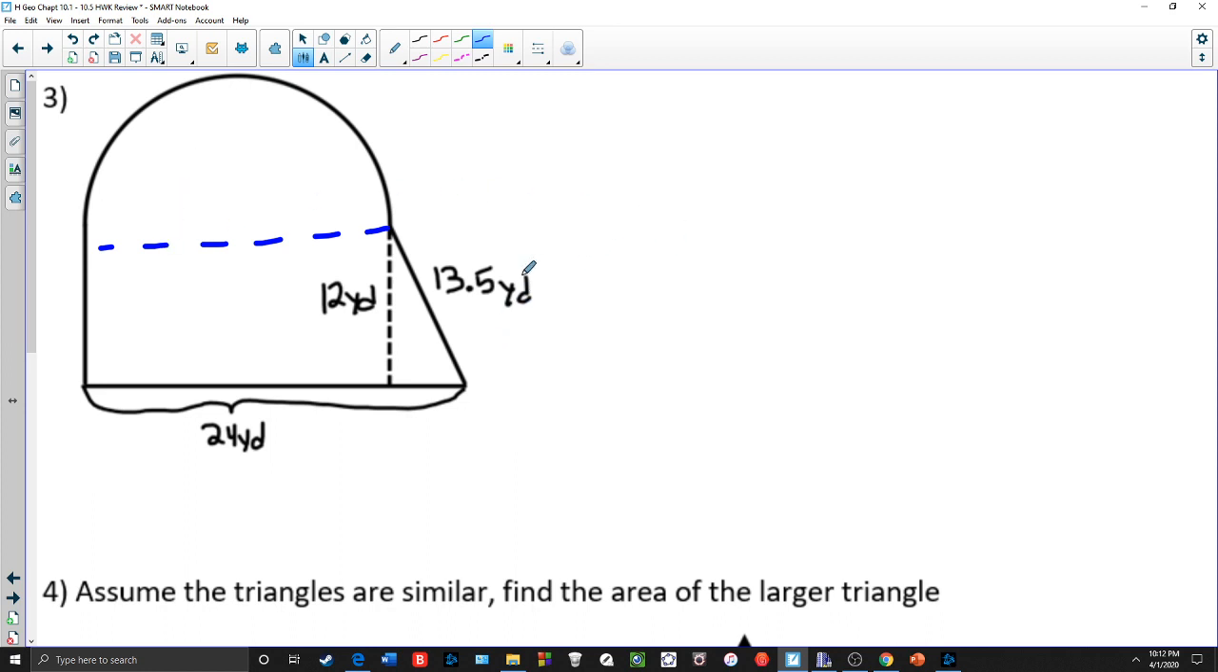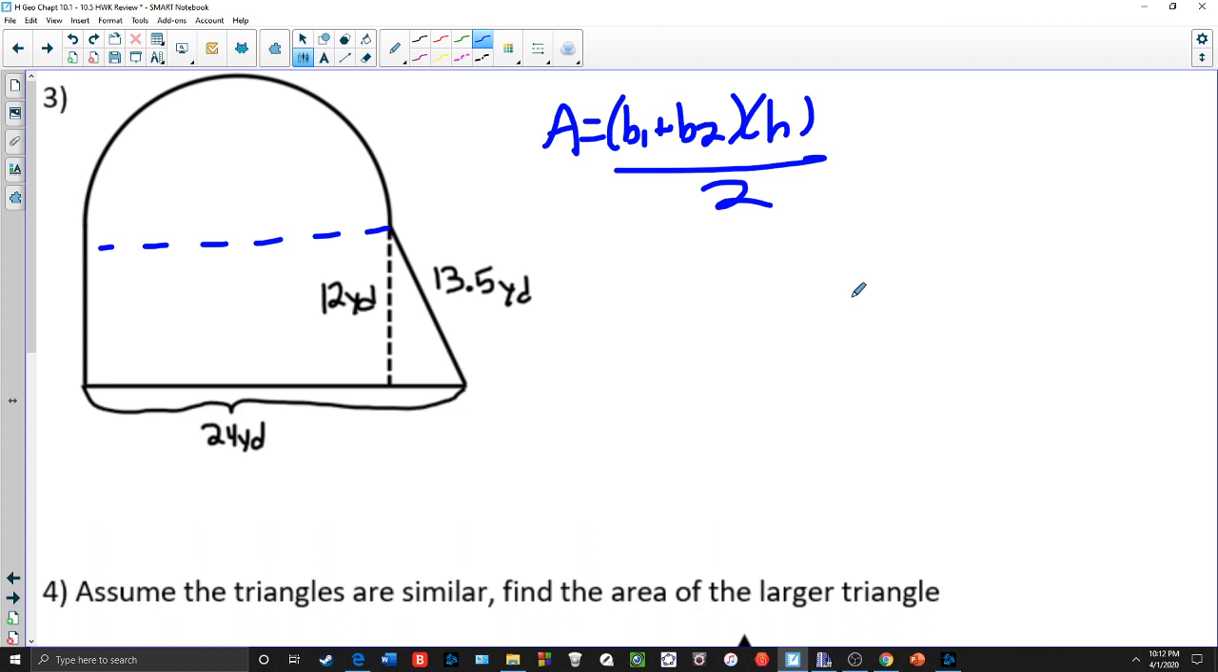So let's go ahead and try to figure out the area of this trapezoid. So for a trapezoid, I have area is base 1 plus base 2, once again, times height, all over 2. So how do I get this area here? Well, let's see what I know about it first. Base 1, check, 24.